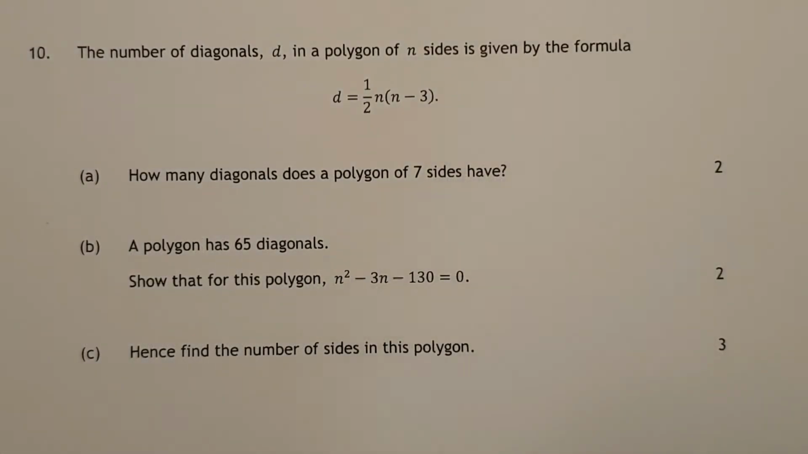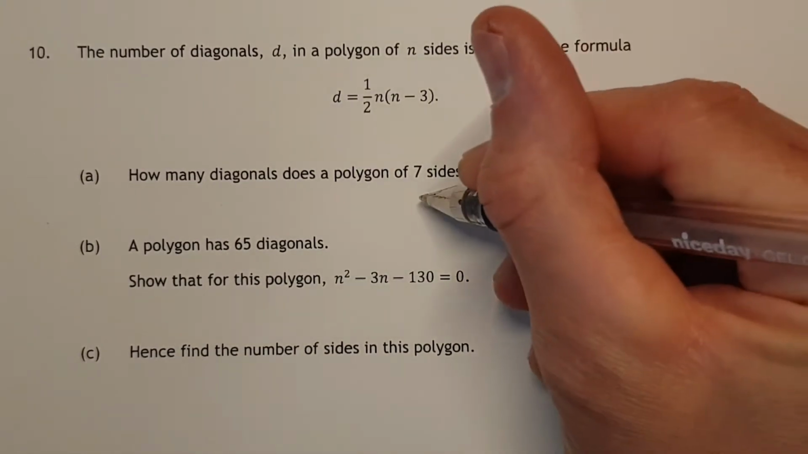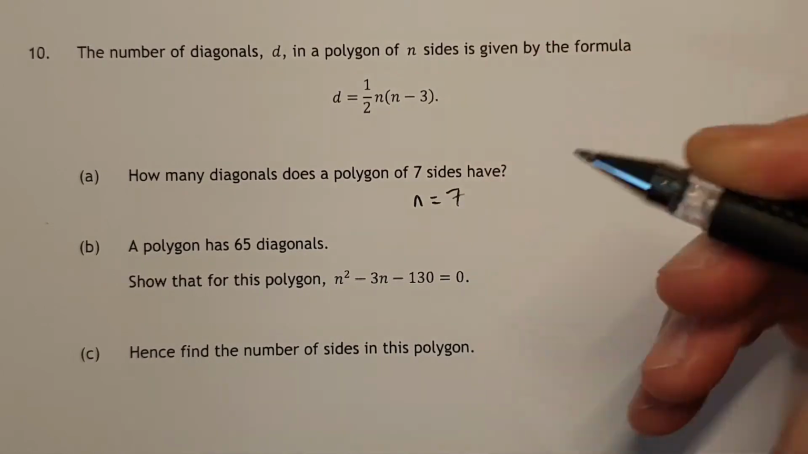Now in question 10, we're given this equation where D stands for the number of diagonals in a polygon and n's the number of sides. And in part A, what we have to do is find out how many diagonals a polygon of 7 sides has. So that just means n is equal to 7.